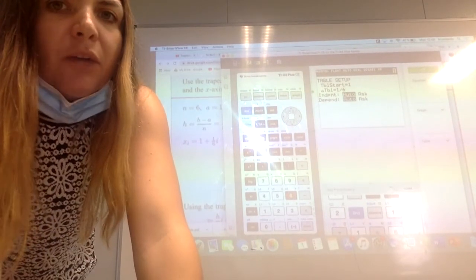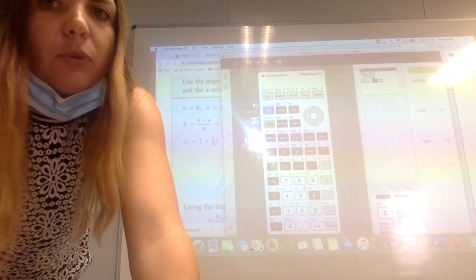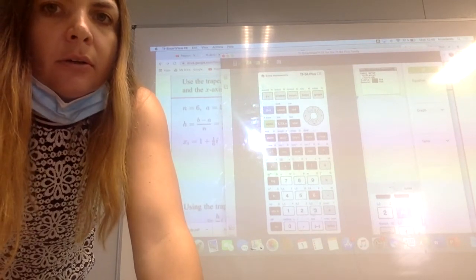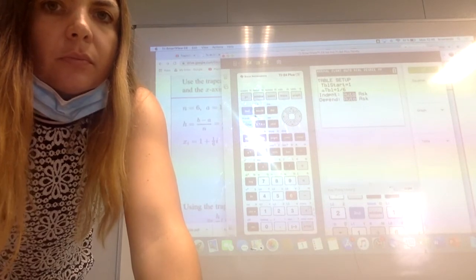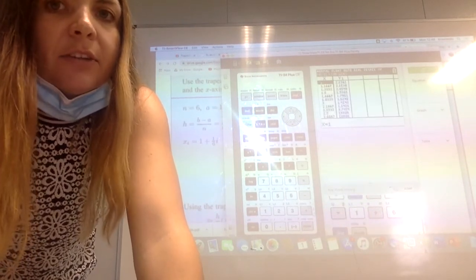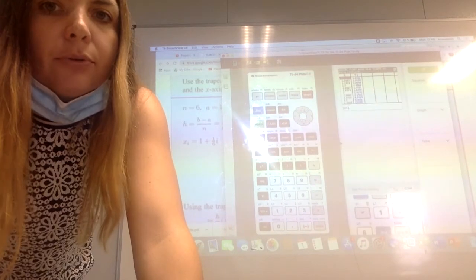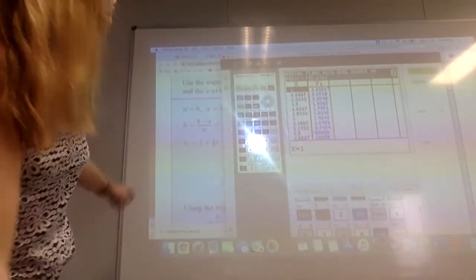Ben, can you remember how you view the table on the calculator? What do we press? To view the table, is it not just second table? Second graph, excellent. So here is our table. So our table looks like this.